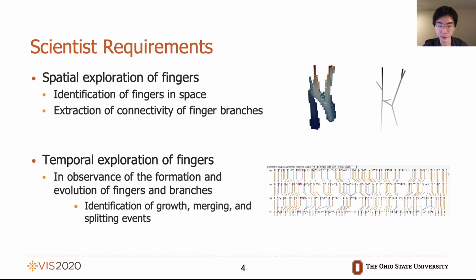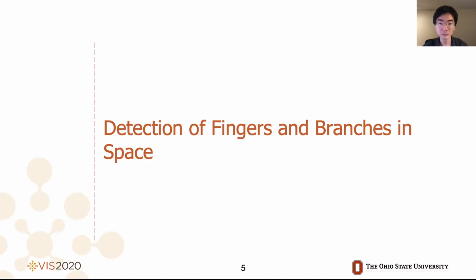For the temporal exploration, scientists were interested in the formation and evolution of fingers and branches. They wanted to identify the growth, merging, and splitting events of the time-varying fingers. In the following, we present the details of geometry-driven solutions for the spatial-temporal exploration of viscous and gravitational fingers.